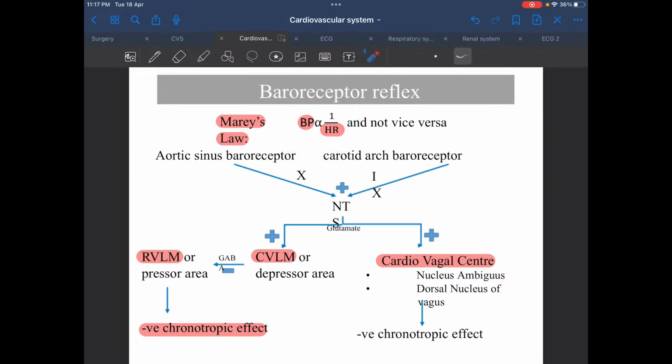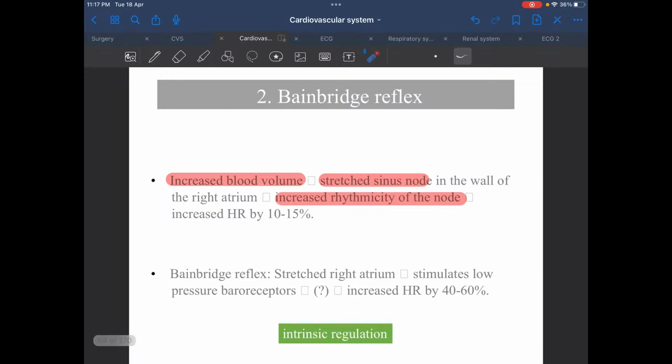And what is that law known as? That's known as Marey's law. Okay? So this is your baroreceptor reflex. What is the Bainbridge reflex? I talked about the Bainbridge as well. Okay? We have discussed the ANS, we have discussed the baroreceptors. Now we are talking about the Bainbridge.